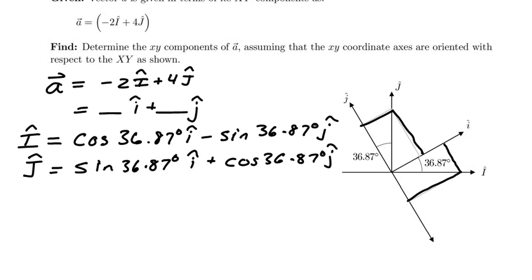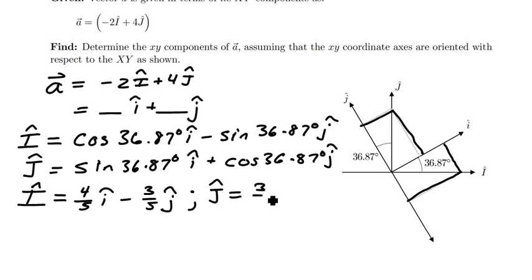Now, as you may recall from your prior studies, the 36.87 degrees is actually the interior angle of a 3, 4, 5 triangle, and so to simplify this, I can evaluate the cosines and sines, and so capital I will end up being 4/5 in the little i minus 3/5 in the little j, and likewise capital J will end up being 3/5 in the little i plus 4/5 in the little j.